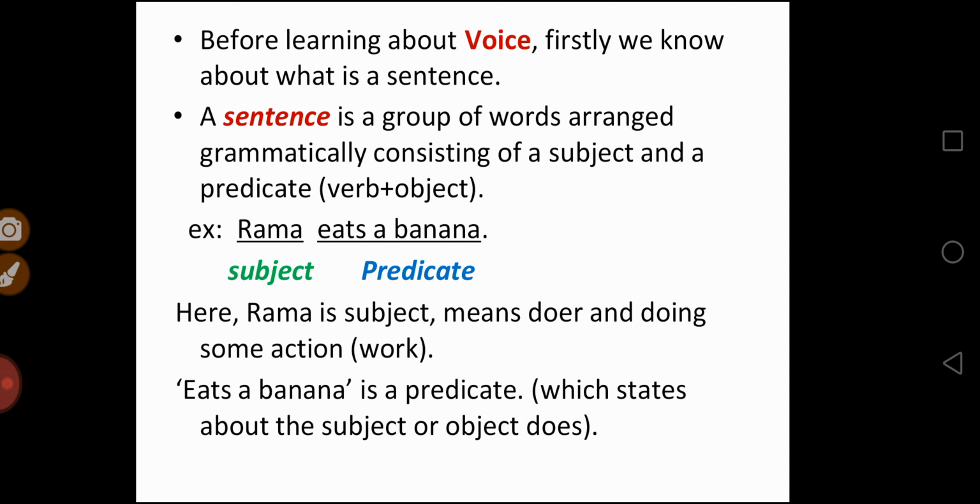That means verb plus object. For example, Rama eats a banana. Here, Rama is the subject, means the doer, and is doing some action, that is eating a banana. Eats a banana is the predicate, which states what the subject or object does.